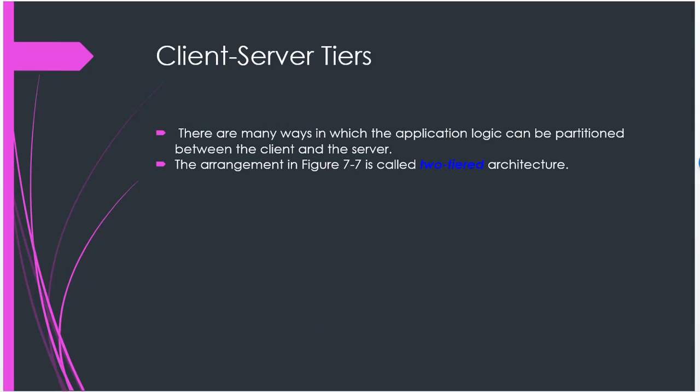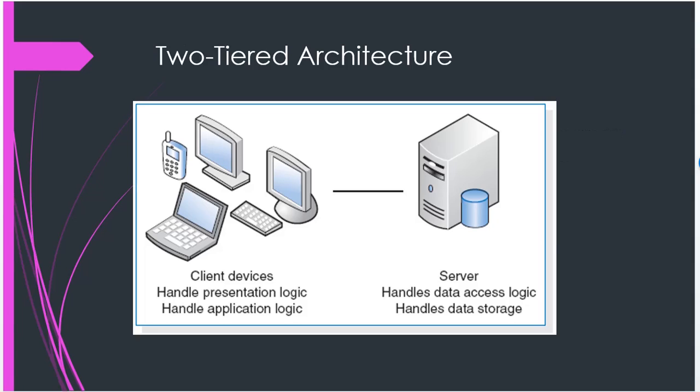So let's look at the various client-server tiers. We have a two-tiered application, or a two-tiered client-server architecture. This one has a client device connecting directly to a server. Now this server handles the data access as well as data storage.